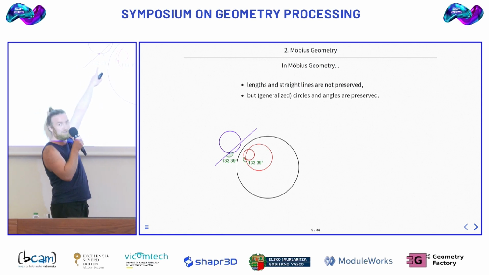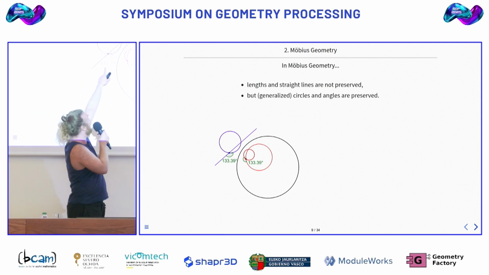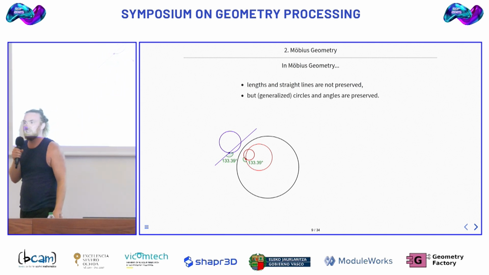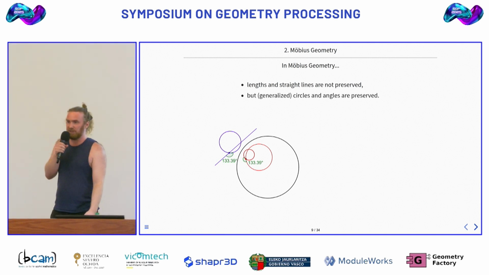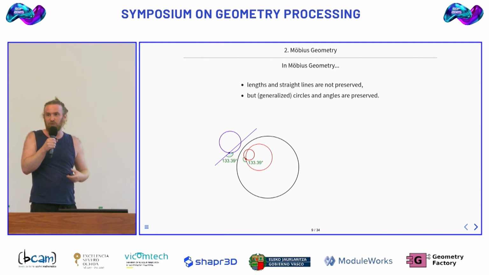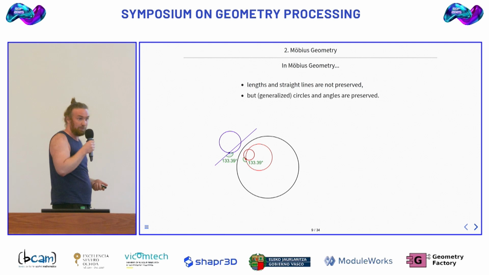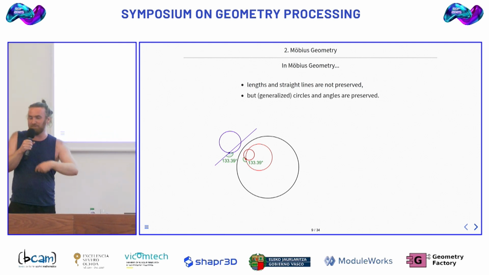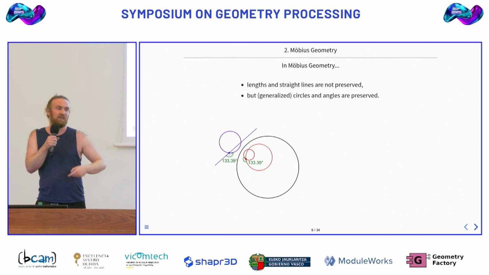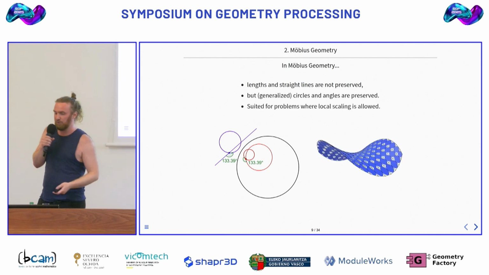I've drawn this here in GeoGebra. This green angle, the intersection angle of the line and the circle, will still be the same angle after the reflection. And this is why Möbius geometry is called conformal geometry, conformal just meaning it preserves angles. And if you have some application where you care about angles, but not so much about area, then this may be the geometry for you.